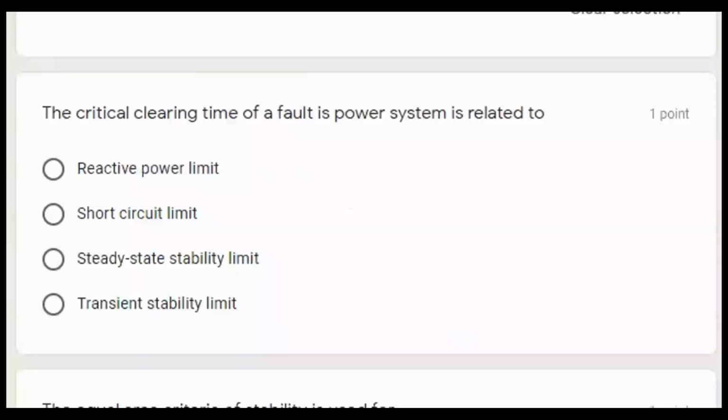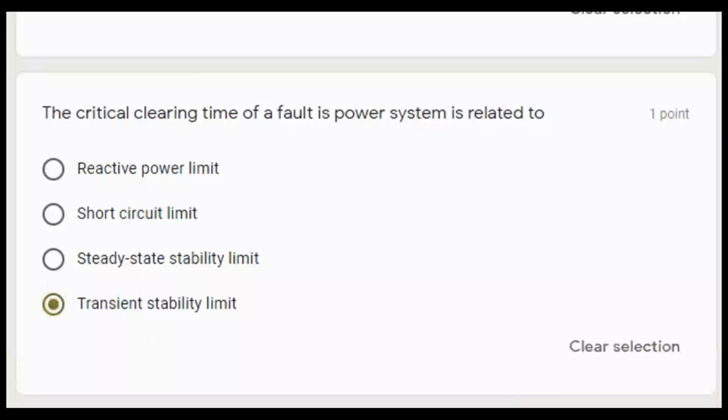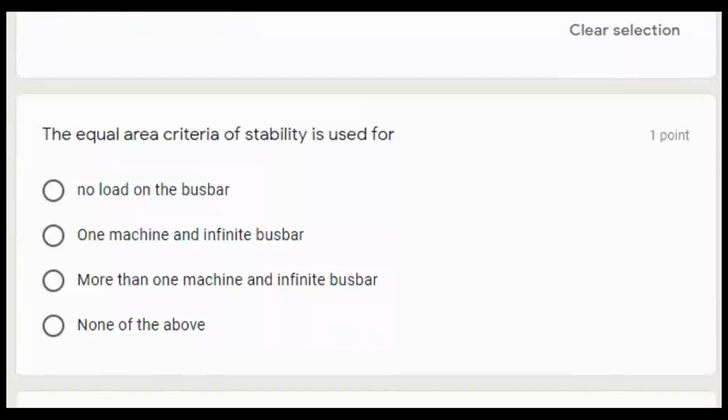Then question number 27. Question number 28. The critical clearing time of fault in a power system is related to transient stability limit. Then equal area criteria of stability is used for, this is question number 29. Equal area criteria derivation, here you can derive from the one machine connected to an infinite bus system. Second option is the correct option.